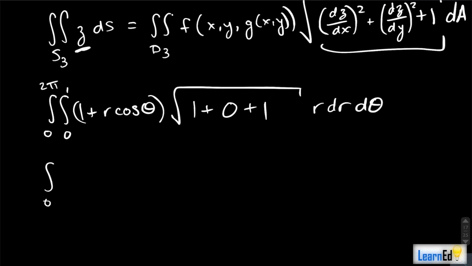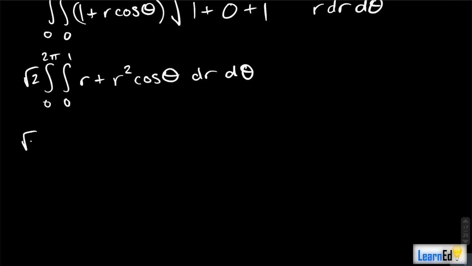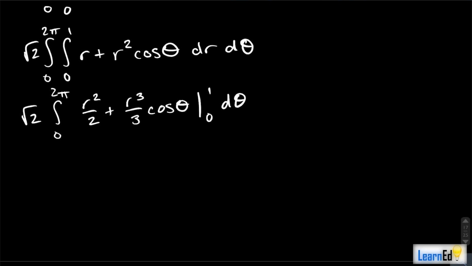Now, moving on, let's combine this here and make this a little nicer. So we're going to pull out a rad 2 that comes from here, and we have 0 to 1 of r plus r squared cosine theta. And then we have a dr d theta. We'll integrate for our first round, and we'll have rad 2, the integral from 0 to 2 pi, of r squared over 2 plus r cubed over 3 cosine theta evaluated from 0 to 1 d theta. We'll get a rad 2 times the integral from 0 to 2 pi of a 1/2 plus a 1/3 cosine theta d theta.